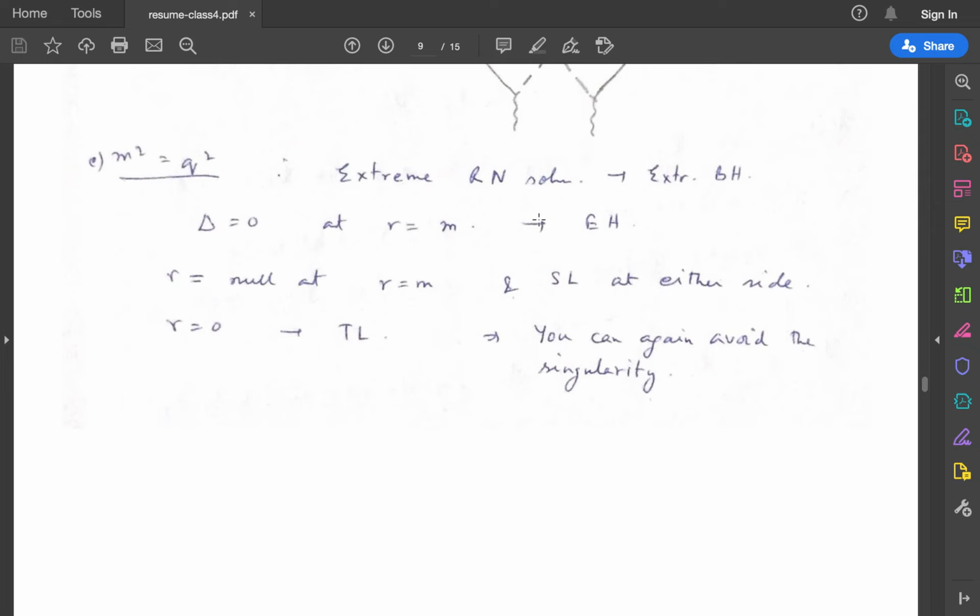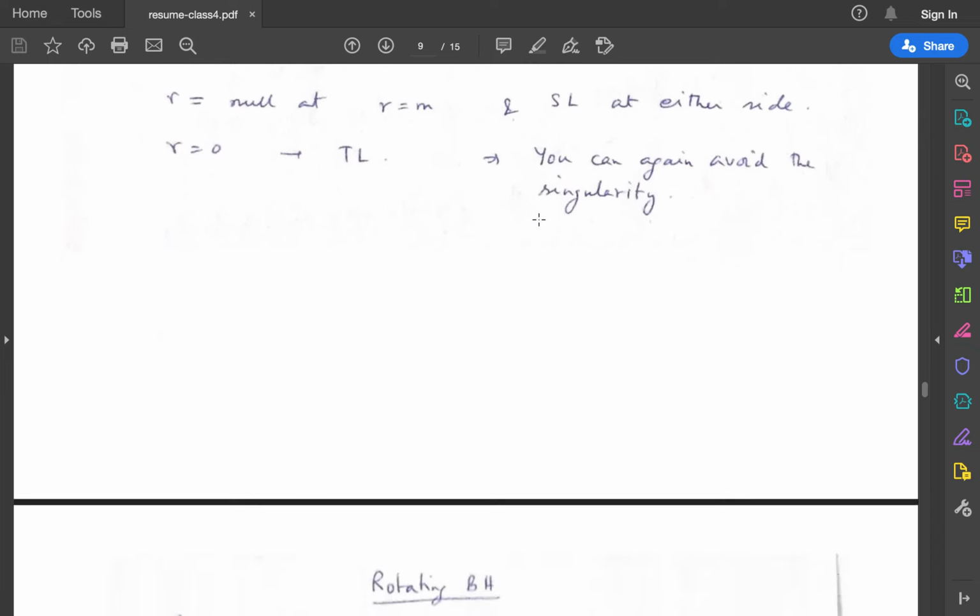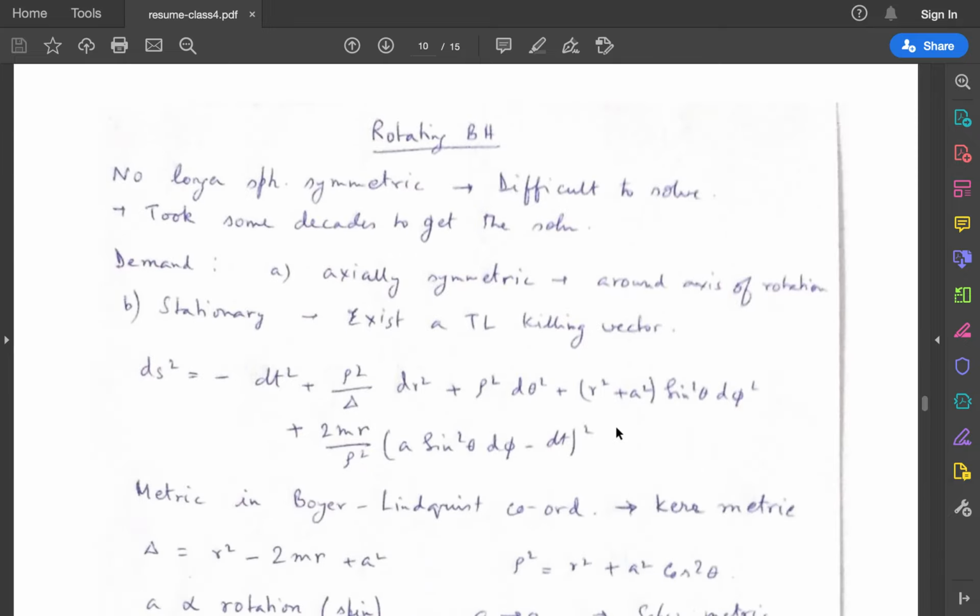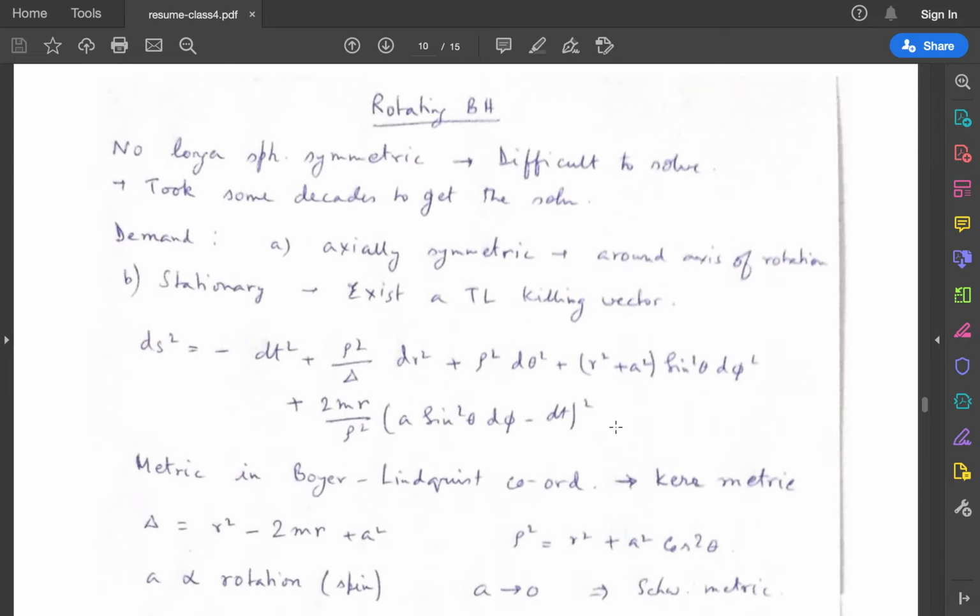So next, what we will discuss is the rotating black hole. This is the most interesting and the most physical black hole that has been observed in the universe. Most of the black holes that have been observed are rotating black holes. However, once it is rotating, it no longer has spherical symmetry. So it is not a static solution, and also the spherical symmetry is not there, so it is difficult to solve.